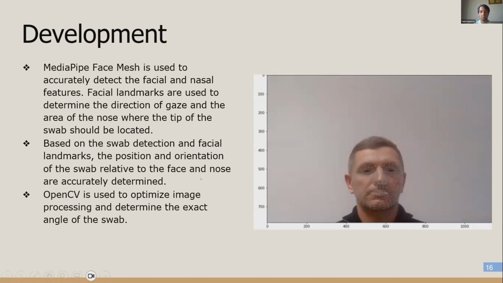Media Pipe Face Mesh is used to accurately detect the facial and nasal features. Facial landmarks are used to determine the direction of gaze and the area of the nose, where the tip of the swab should be located. Based on the swab detection and facial landmarks, the position and orientation of the swab relative to the face and nose are accurately determined. OpenCV is used to optimize image processing and determine the exact angle of the swab.